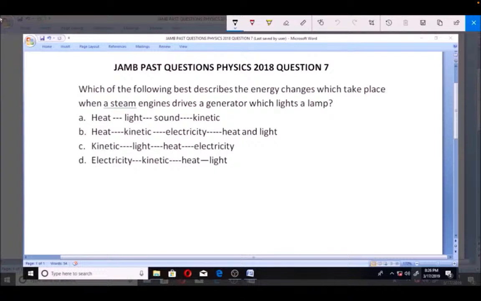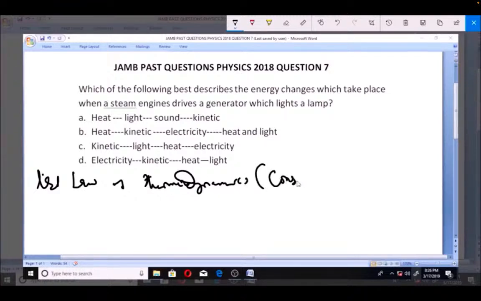Now, for us to understand this problem, we need to first of all know the first law of thermodynamics. Very, very important. The first law of thermodynamics, or you call it the law of conservation of energy.